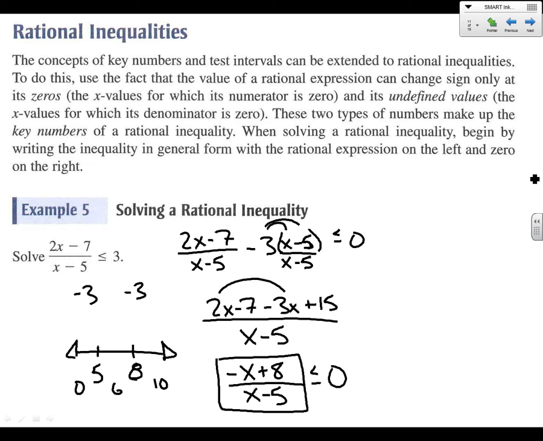Now the only twist here is that since it's a rational function, and we've got some weird things going on here sometimes with the denominators and numerators, we do need to test 5 and 8 as well. So we need to test everything here.